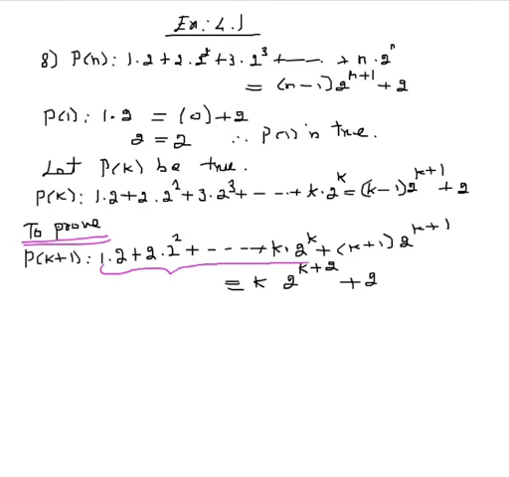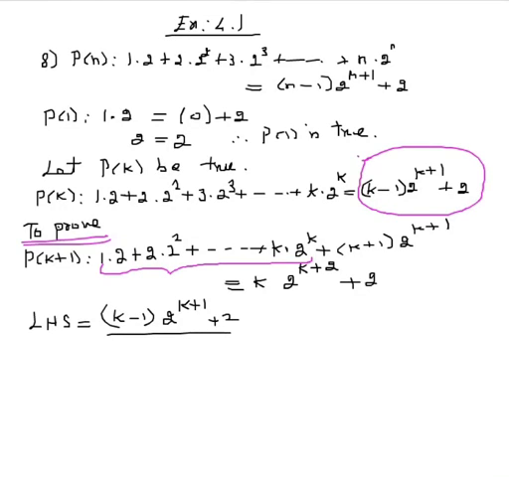Now on the left hand side of P of k plus 1, we can use the result of P of k. So the total of the first k terms is this, which is (k minus 1) times 2 power (k plus 1) plus 2, and then the last term, which is the (k plus 1)th term.